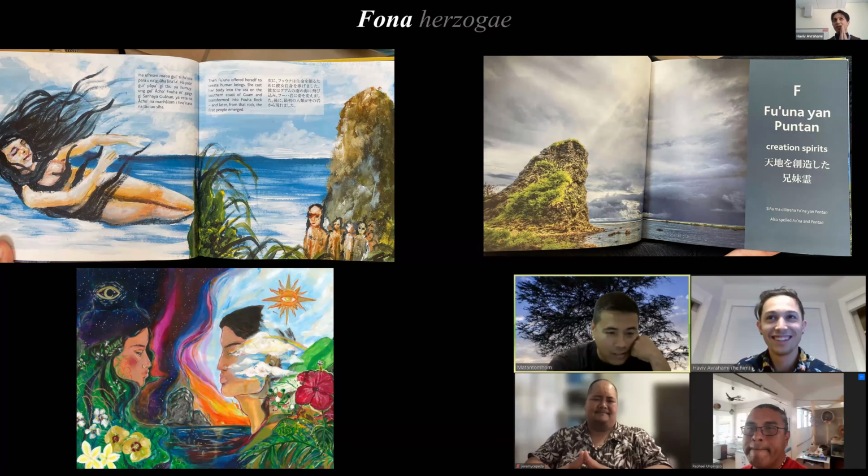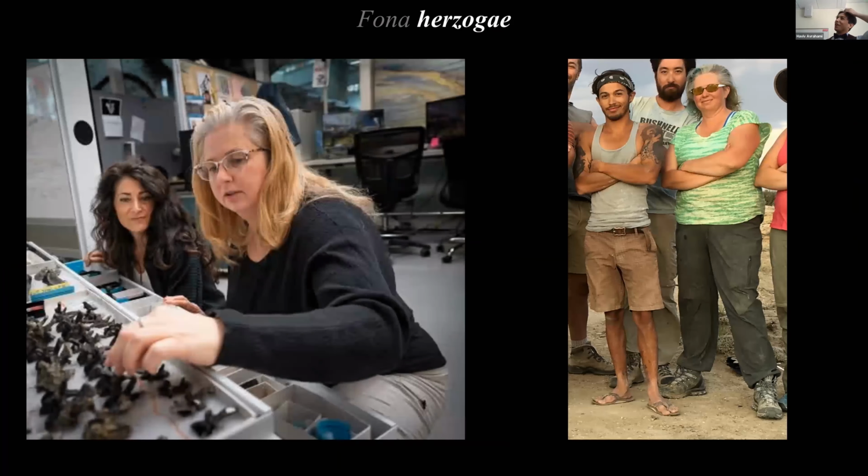The second part of this name, herzogae, honors Lisa right there. So me and Lindsay decided to honor our operations manager, Lisa, who has been one of my strongest allies and confidants all the way back to 2014 when I rappelled into the paleo lab from the rafters and asked for a job.